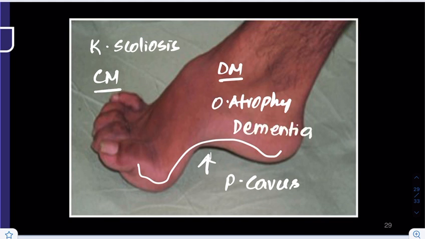So remember, in Friedreich's ataxia, the earliest structure which is affected is the dorsal root ganglion. And what would be the cause of death in these patients? The cause of death in these patients is the cardiac manifestation, that is the development of cardiomyopathy, right? So that was about your Friedreich's ataxia.